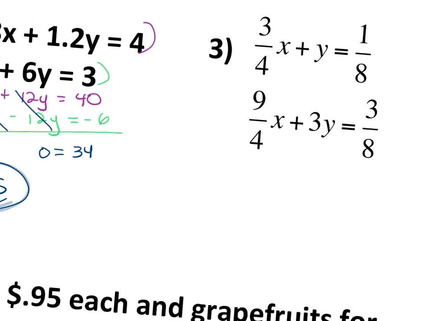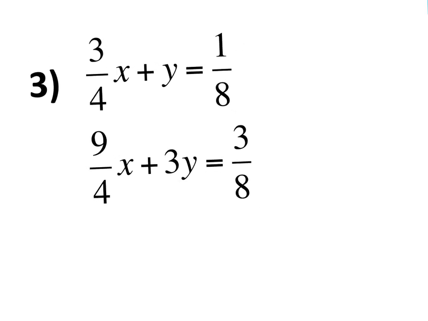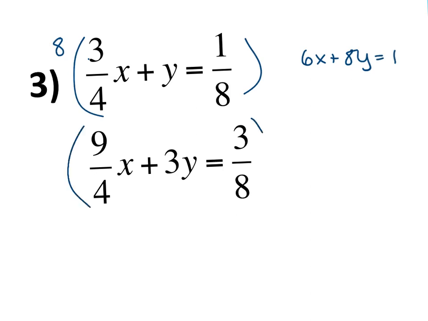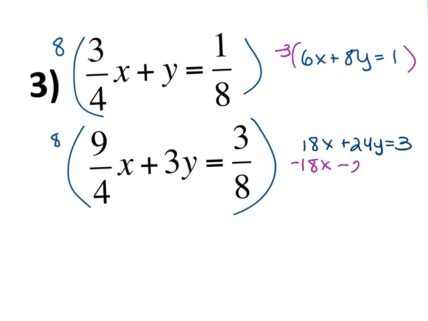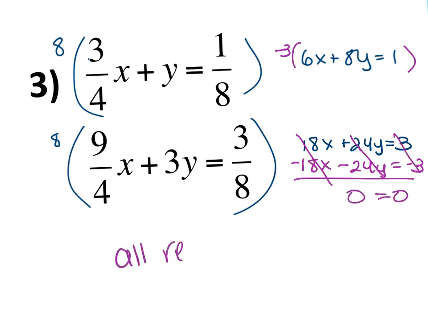And 3, you've got your fractions. If I wanted to get rid of the fractions in the top, I could multiply by what? 8 here. 4 goes in there twice, so 2 times 3 is 6x plus 8y would equal 1. Multiply the bottom by 8 as well. And 4 goes in 8 twice. That's 18x plus 24y equals 3. Now I can multiply the top by -3, negative 18x minus 24y equals -3. And this time, left side equals right side. So this is all real numbers.